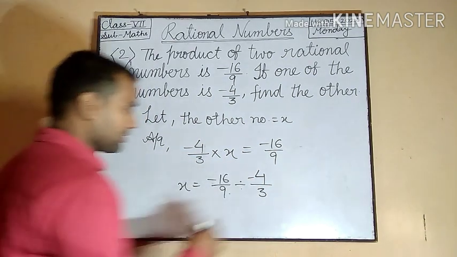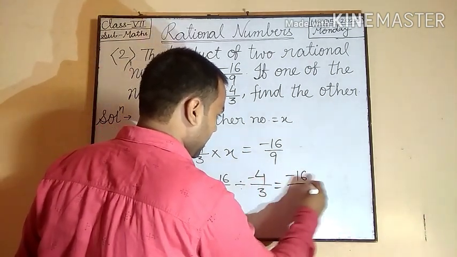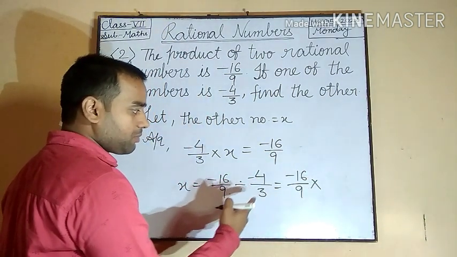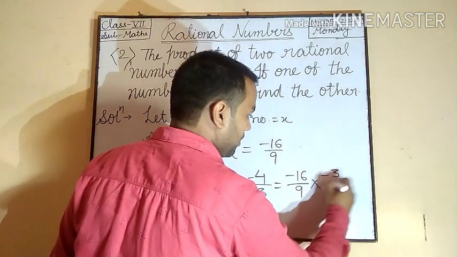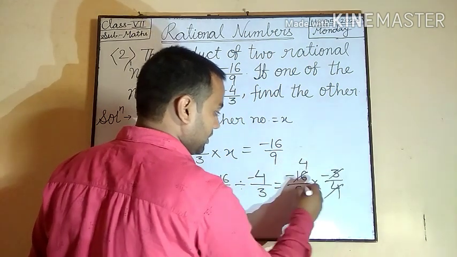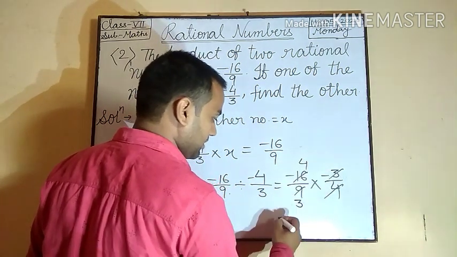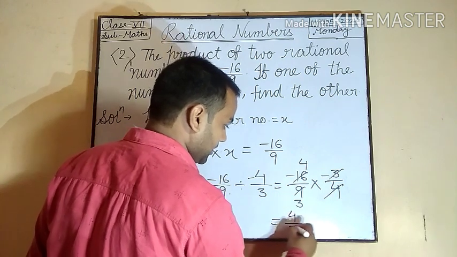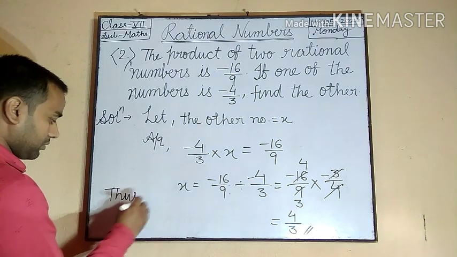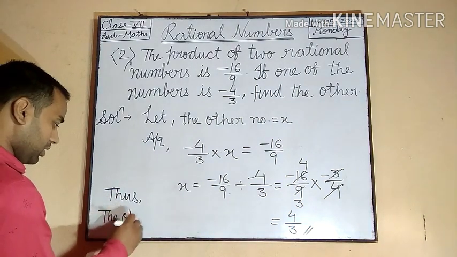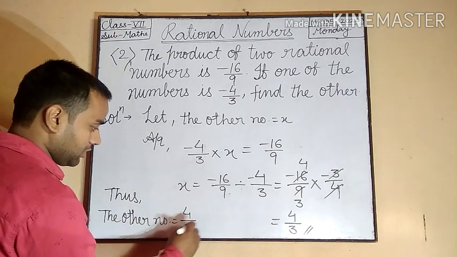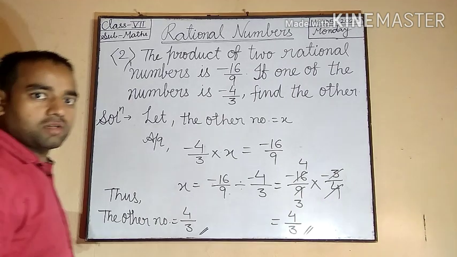Is it clear? Okay. Minus 16 upon 9, here is the multiplication symbol, the reciprocal of minus 4 by 3, minus 3 upon 4. 4 fours are 16, 3 threes are 9. Minus minus is plus. Lastly we get 4 by 3. Thus the other number is equal to 4 upon 3.